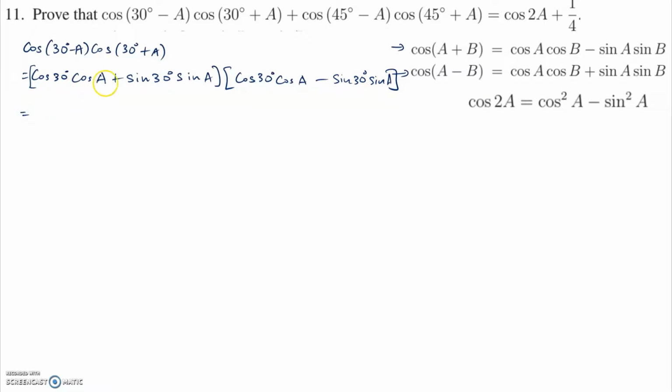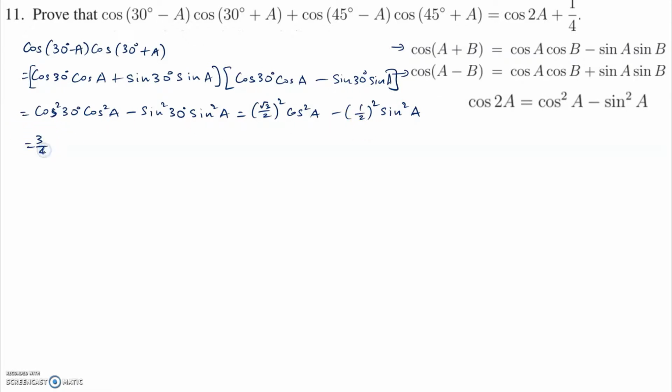This is in the form (a plus b) into (a minus b). So this is nothing but cos squared 30 degrees cos squared A minus sine squared 30 degrees sine squared A. Cos 30 is root 3 by 2 and sine 30 is 1 by 2. So it's root 3 by 2 the whole squared cos squared A minus 1 by 2 squared sine squared A. Further simplifying, this becomes 3 by 4 cos squared A minus 1 by 4 sine squared A. Let this be 1.